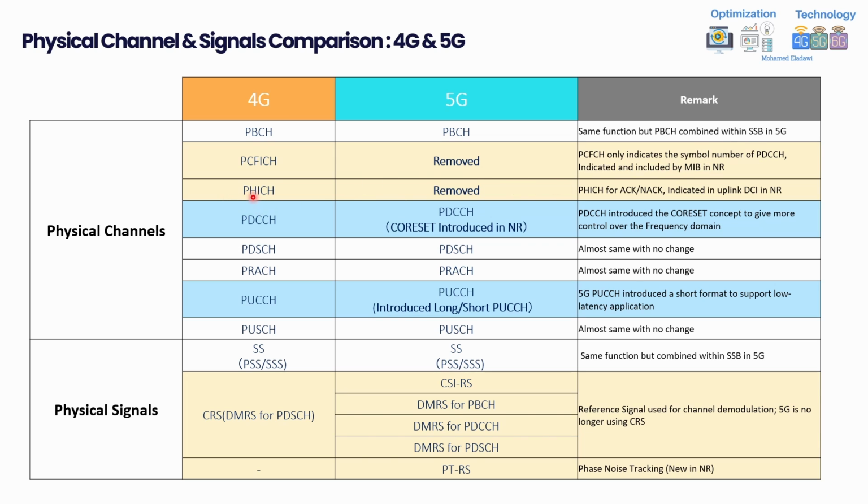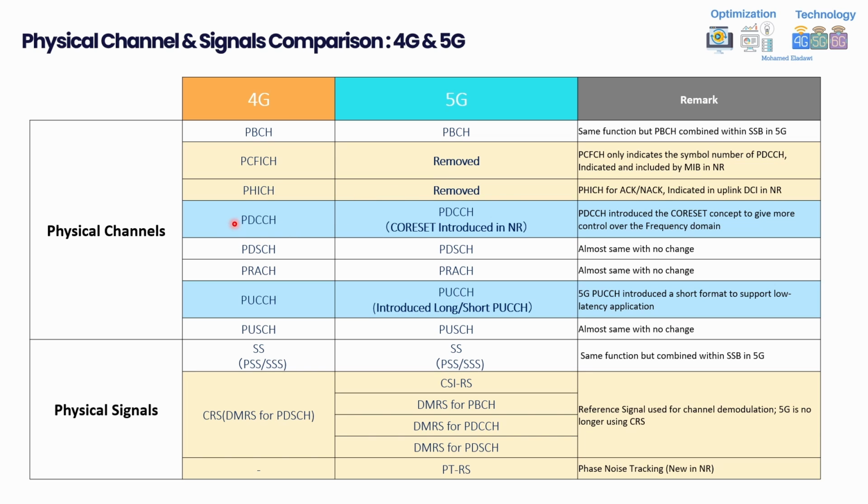After, we have the PHICH channel. This is the physical hybrid ARQ indicator channel. And if you remember this one, it was used in 4G to give the acknowledgement or non-acknowledgement for the physical uplink shared channel data. So now it's no longer used in 5G, and all this information is sent in the uplink DCI in NR now.